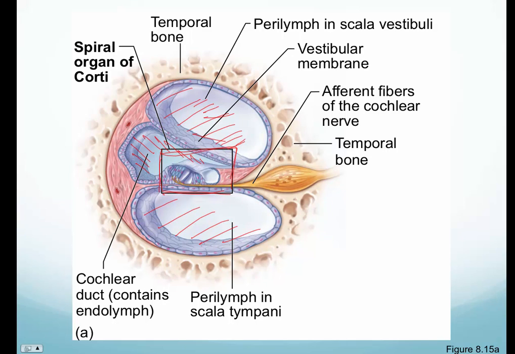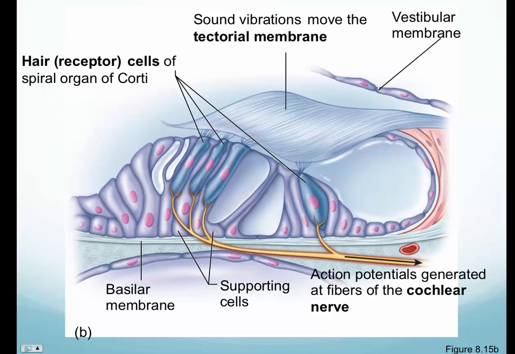And so here, we can blow that up a little bit, and we're going to notice we have several structures. We have this one membrane up here. This is called the tectorial membrane.